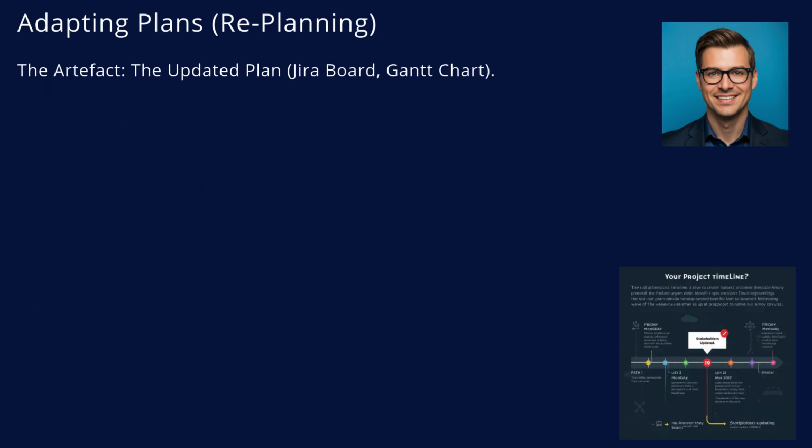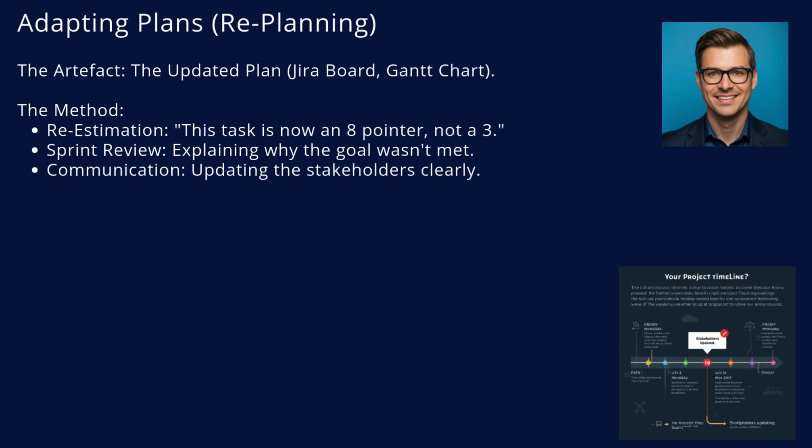S20 requires you to adapt plans. This means updating the artifacts. You might need to re-estimate a ticket. If it's harder than you thought, change the story points. It's honest data. In the sprint review, you explain the variance. We didn't finish X because priority Y came in.